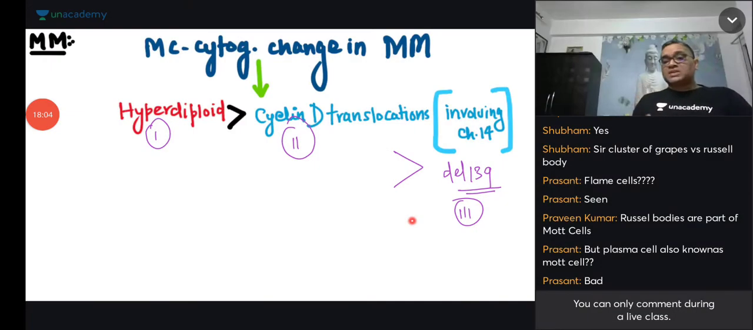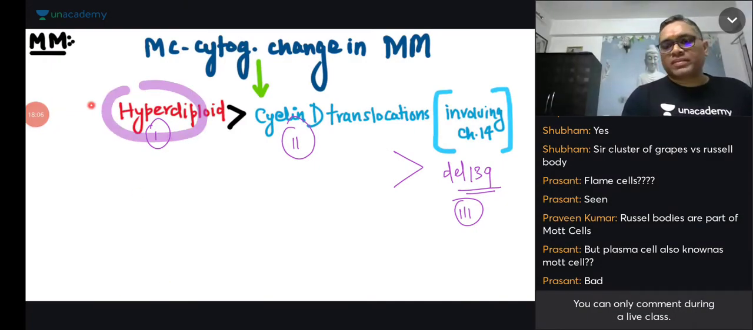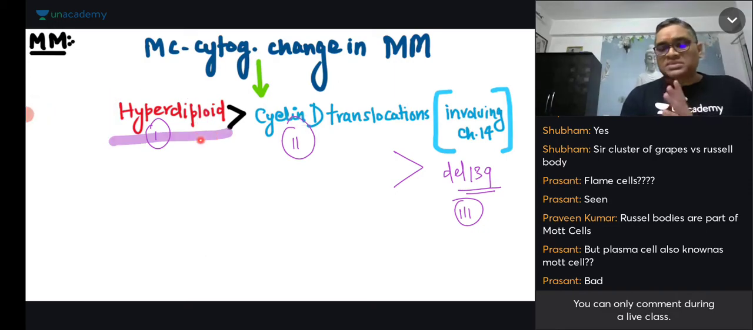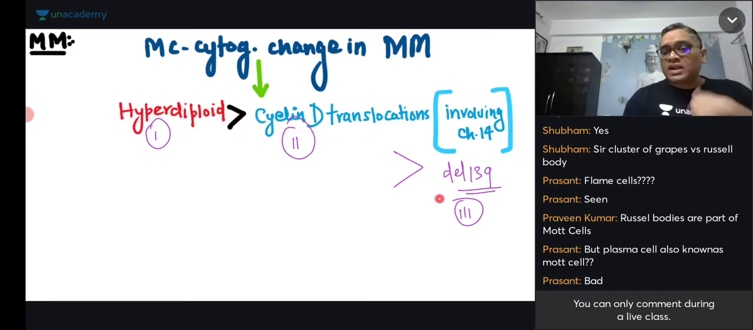So this is the update beyond Robbins. That is what I always say: in my lecture you will definitely find something which is not given in Robbins or not given in Harrison. So these are the updates, and I'm telling you why I'm saying this: AIIMS people have the tendency to ask such kind of questions. Or in the INICET exam, you are going to get the question from here. So hyperdiploidy is the most common, cyclin D translocation is second most common, and deletion 13 is the third most common. Right? See, this is the update from the WHO.